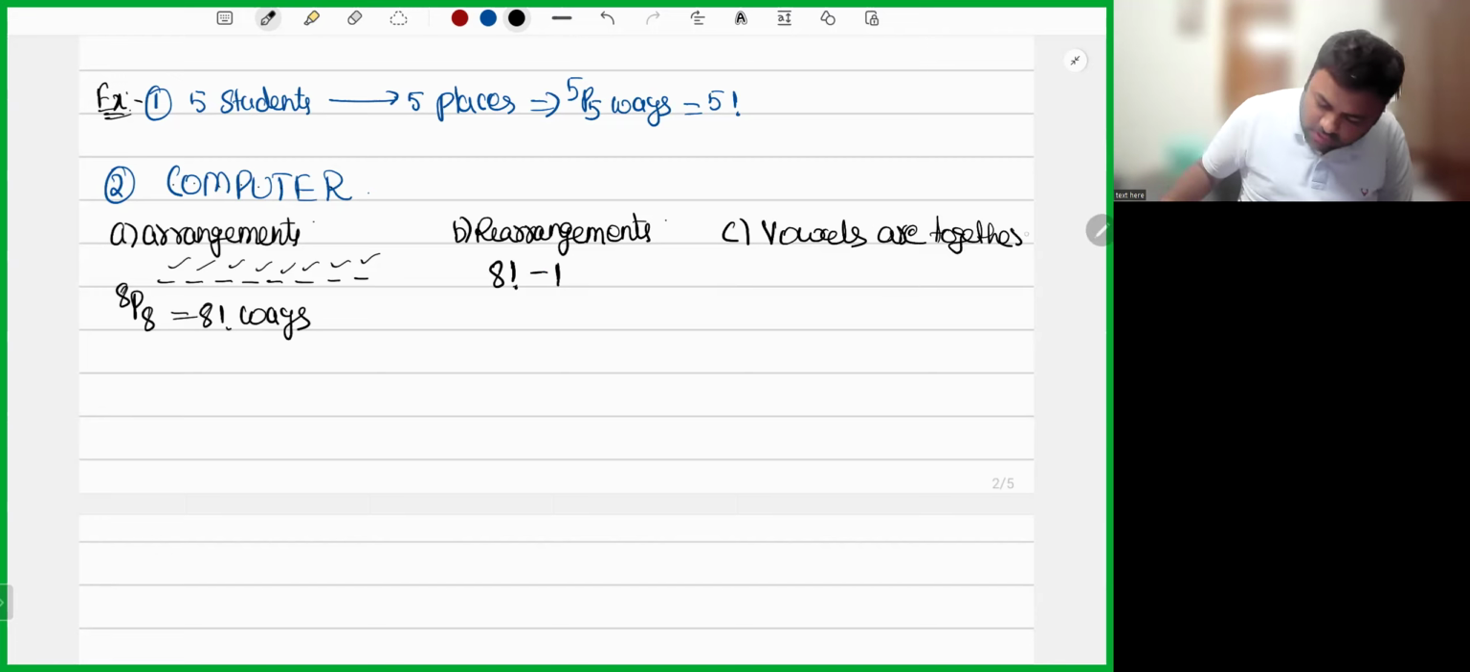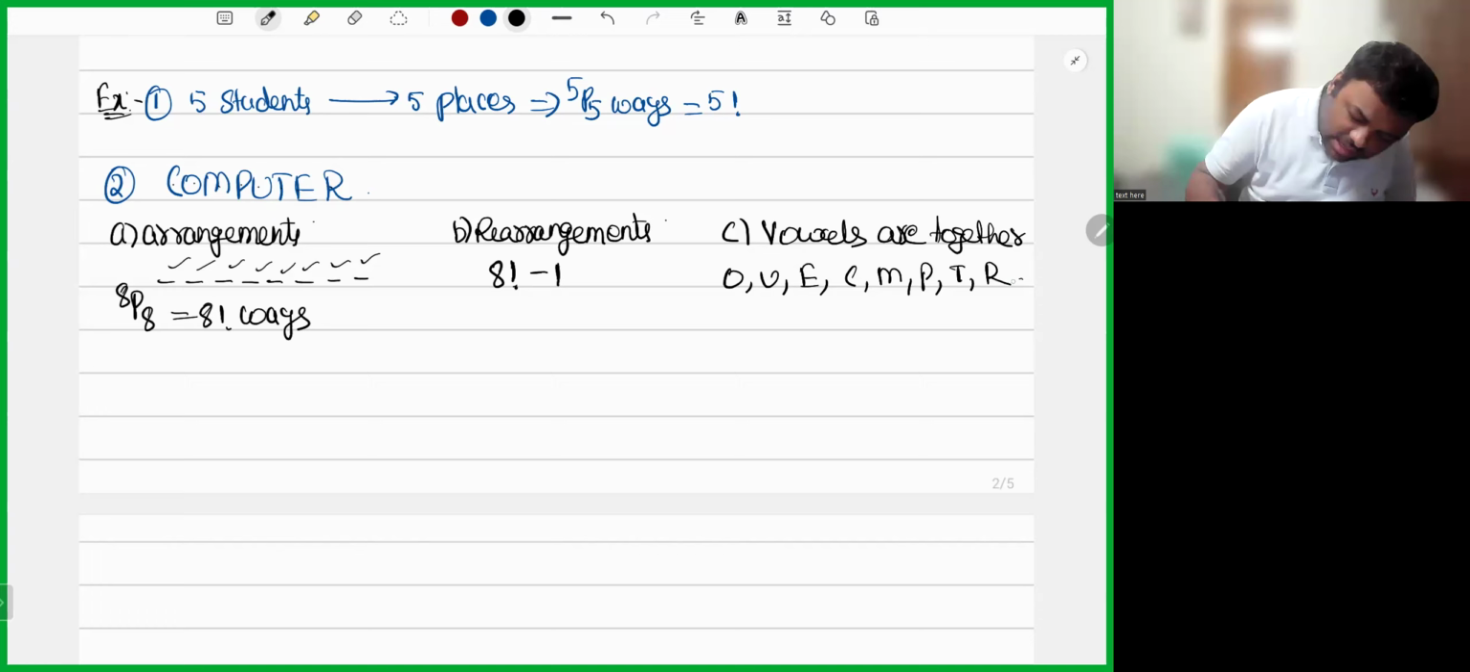Now, how will you do this? Vowels are together. In the word computer, how many vowels are there? Let's check. O is the vowel. U is the vowel. E is the vowel. What are the consonants? C, M, P, T, R. These are the consonants. These are the vowels we have. These are the consonants we have.